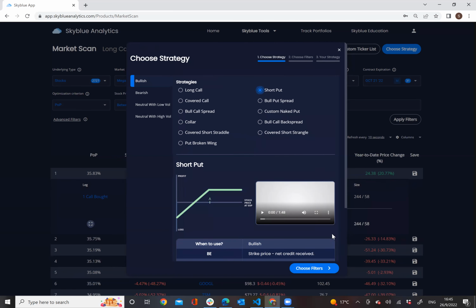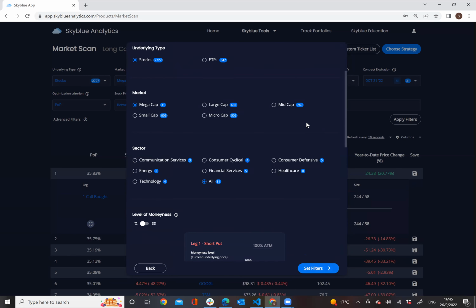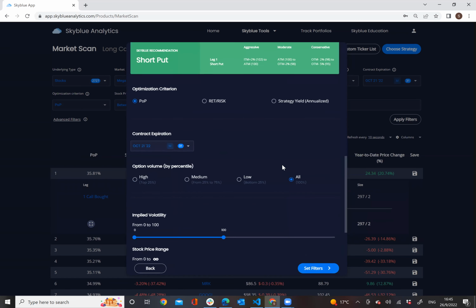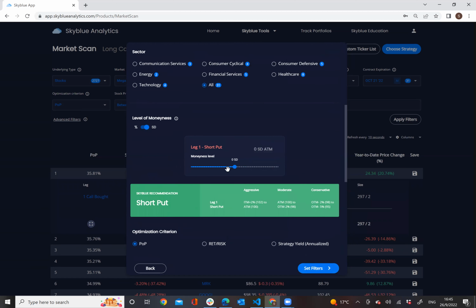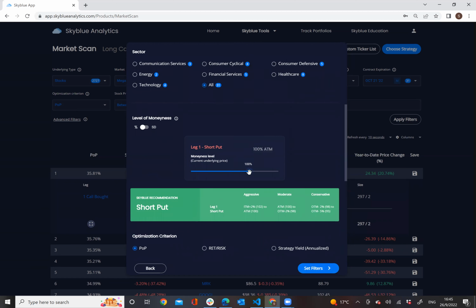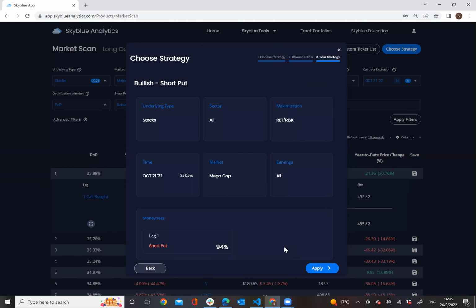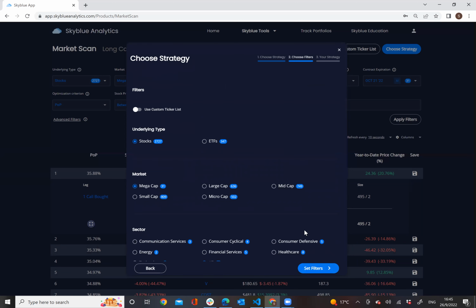Okay, so let's make just a short put market scan. We can scan the mega caps there. Let's say that we want percent. Let's use percentage again. Let's choose an out of the money put. We always recommend out of the money puts. Again, we are going to do a webinar about that. Let's use now return risk and let's see what we can find.